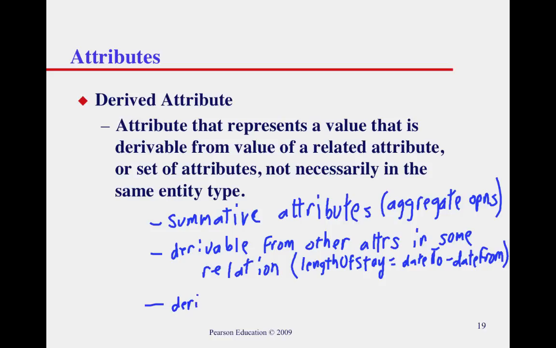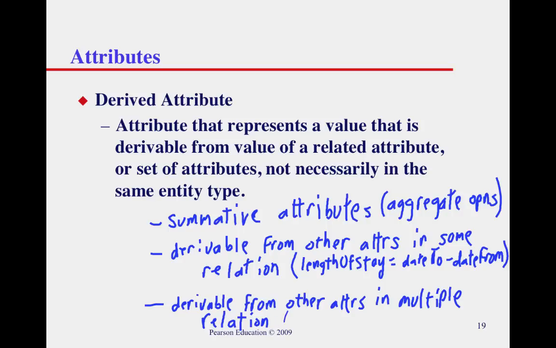The third type is derivable from other attributes in multiple relations. Okay, you got a taste of that on your homework assignment. Does anyone think of one thing that you did that involved a computation of attributes from two different relations?